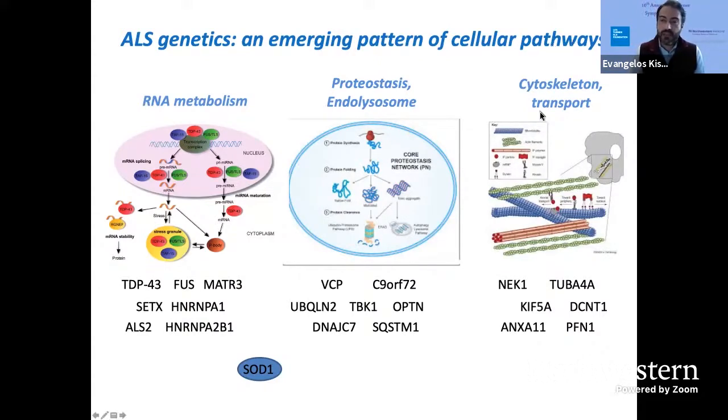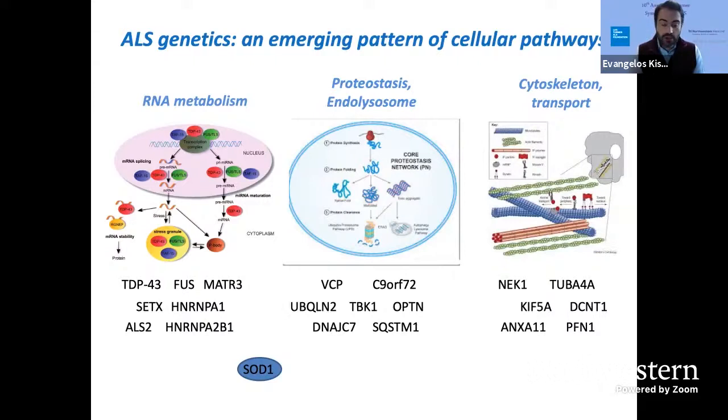And the last broad group is of genes that are involved in cytoskeletal homeostasis and trafficking, the transport of organelles within neurons. These include things like NEK1, kinesin 5A, tubulin, and so on and so forth. However, it's important to state that there are genes like SOD1 which do not fit, at least seemingly, any of these pathways.